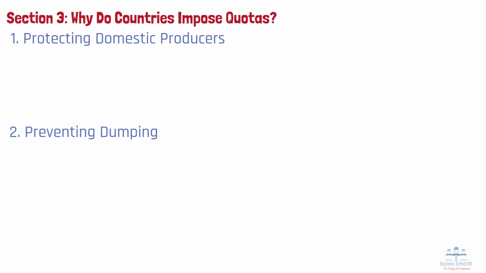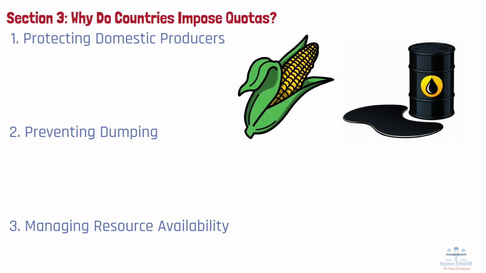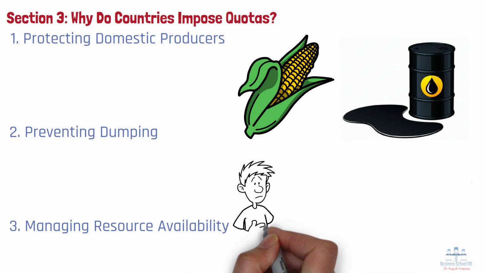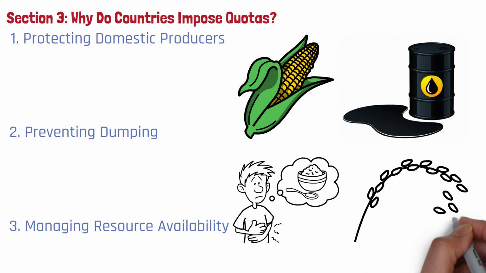Number 3. Managing resource availability. Export quotas ensure that a country's critical resources, such as food or raw materials, remain available for domestic use and do not lead to shortages. For example, during periods of food shortages, countries like India have imposed export quotas on rice to ensure that enough is available for domestic consumption.